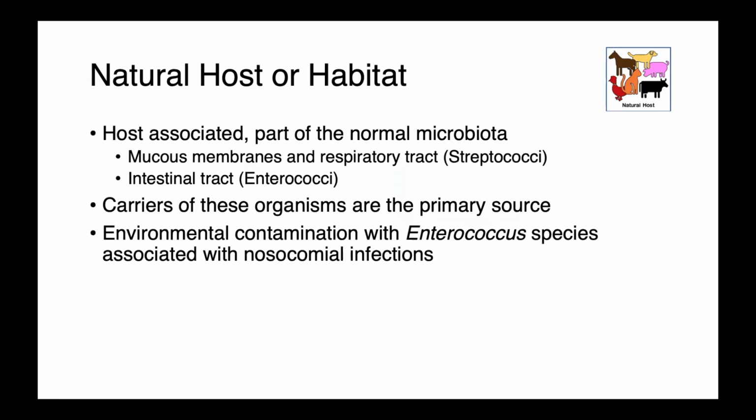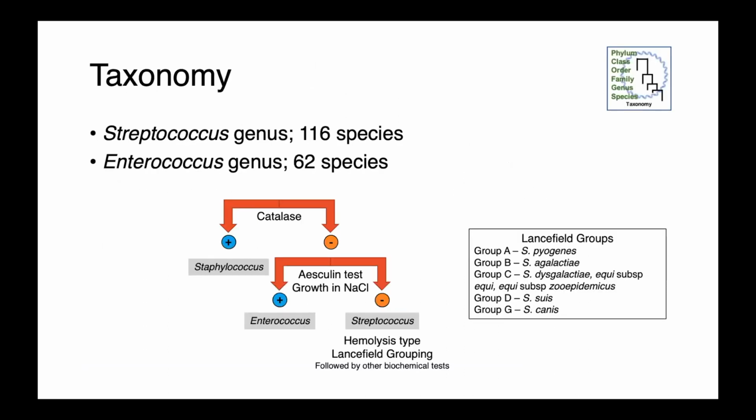Our streps and enterococci are all host-associated, and they're all part of the normal microbiota. Our streps tend to be found on the mucous membranes and respiratory tract, while the enterococci, as the name would suggest, are found in the intestinal tract. Carriers of these organisms are really the primary source of infection for the broader community, although environmental contamination with Enterococcus species is associated with nosocomial infections, although this is more commonly recognized in human infectious disease than in a veterinary context. There are 116 species of Streptococcus and 62 species of Enterococcus.